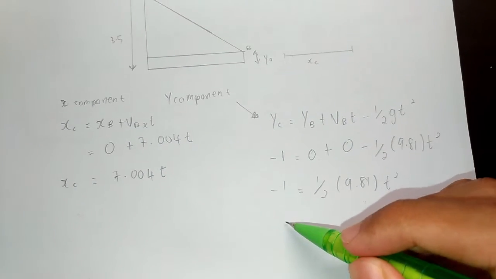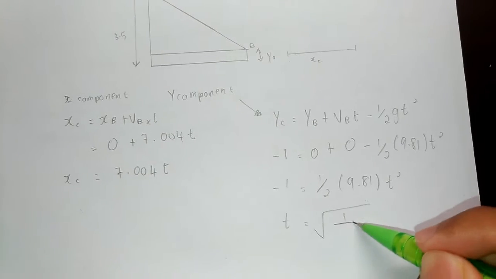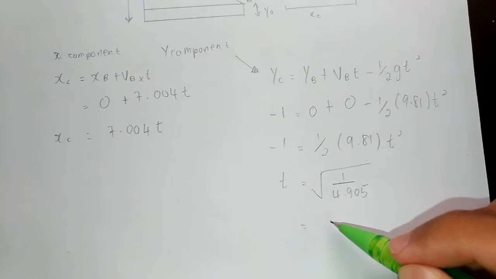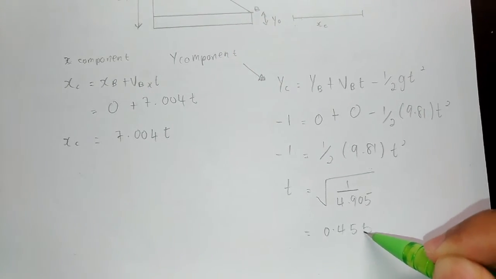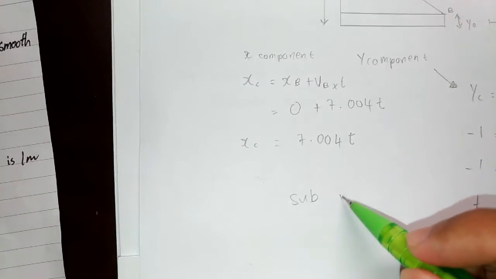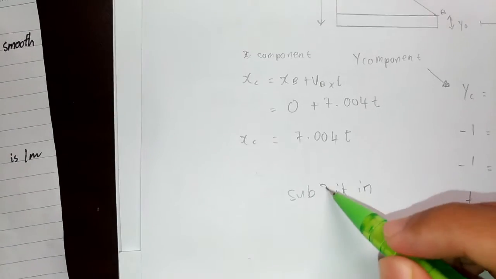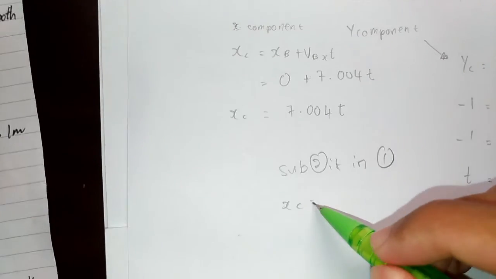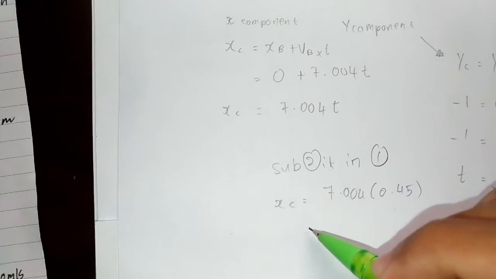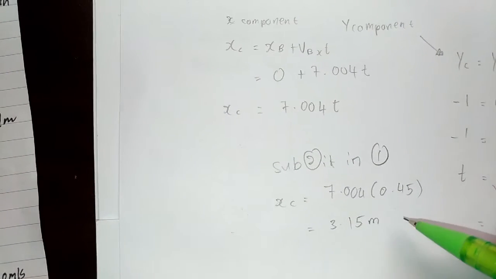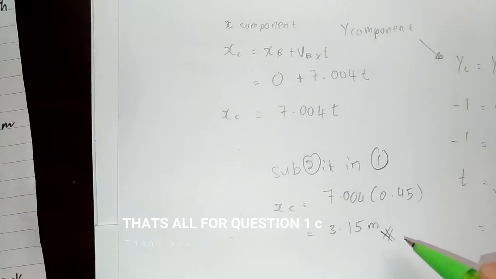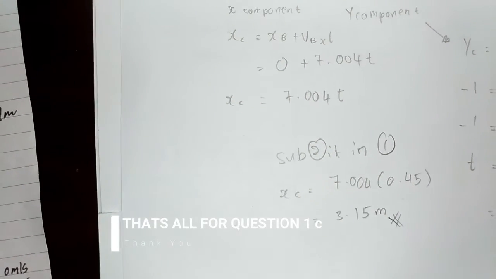So you get t is equal to the square root of 1 over 4.905. So t is equal to 0.452. So we sub equation 2 into 1. We got xc is equal to 7.004 times 0.45. The answer is 3.15 meter.